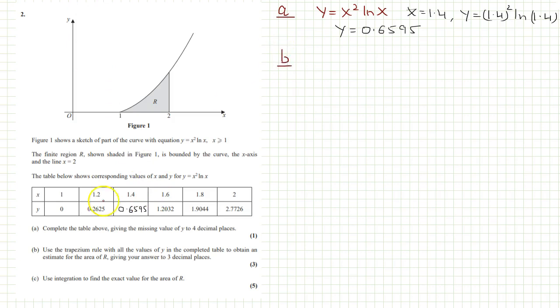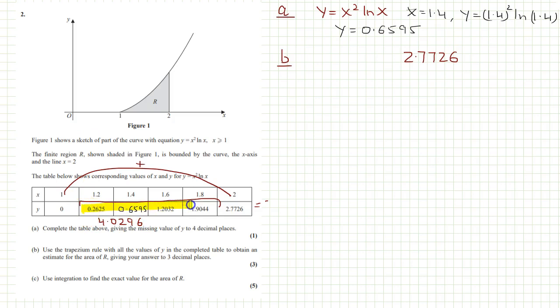Part B. Complete the table. Use the trapezium rule with all the values of y in the completed table and obtain an estimate for the area of R. You have to find the area of R using the trapezium rule. The trapezium rule is very simple. Add the extreme values, so 0 plus this value, which is 2.7726. Had there been any other value, you would add these two extreme values. Now you add the inner values. The sum is 4.0296.